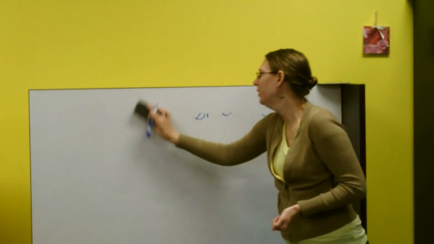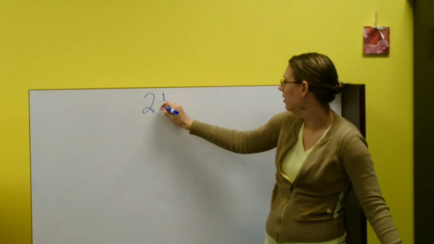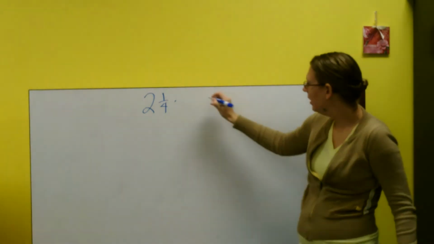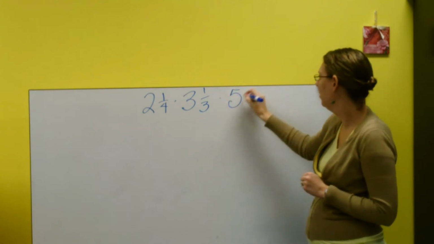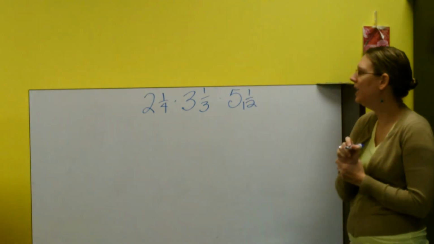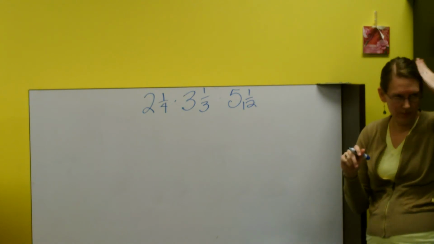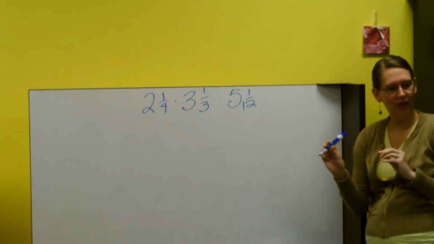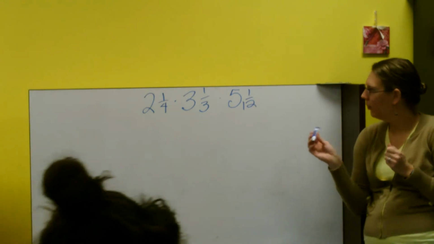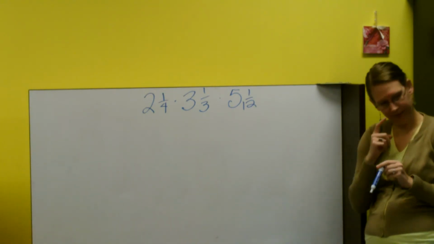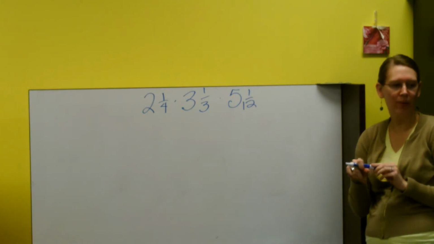All right, next example. We've got three numbers: 2 1/4 times 3 1/3 times 5 1/12. Okay? Jamaica, what's the key? We said for multiplying mixed numbers, how do we need to start? What do we need to do to our mixed numbers? Good. So what is 2 1/4 as an improper fraction?